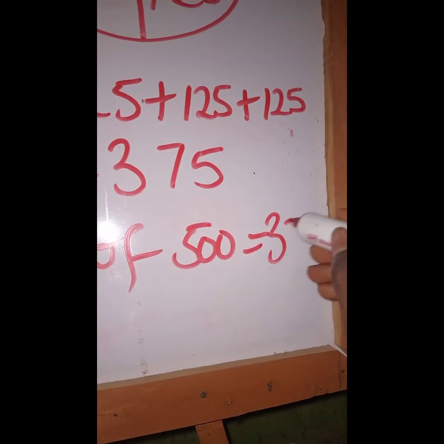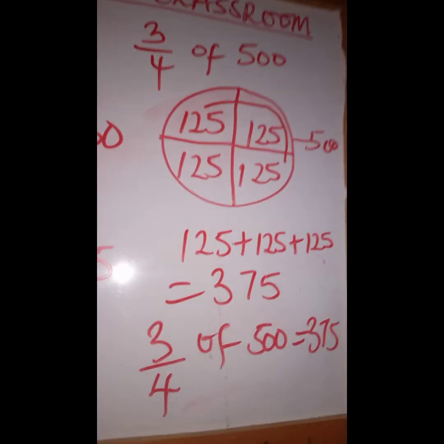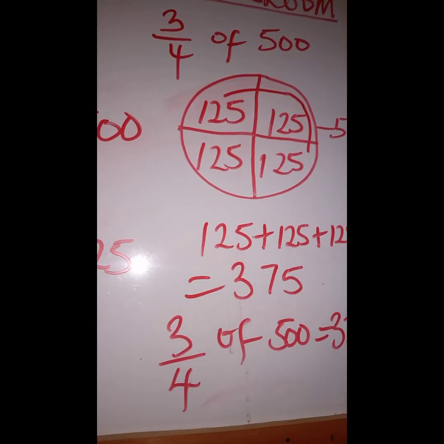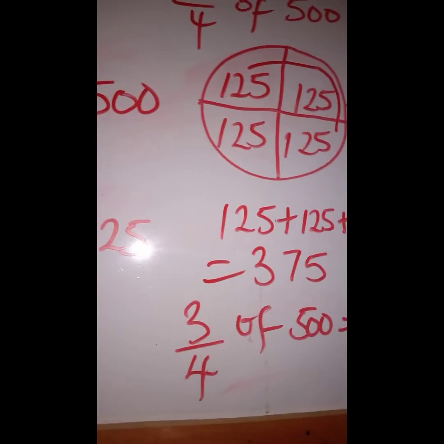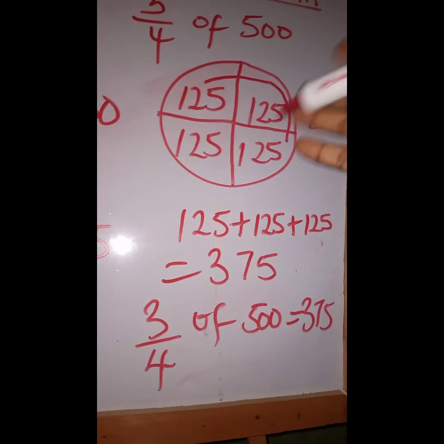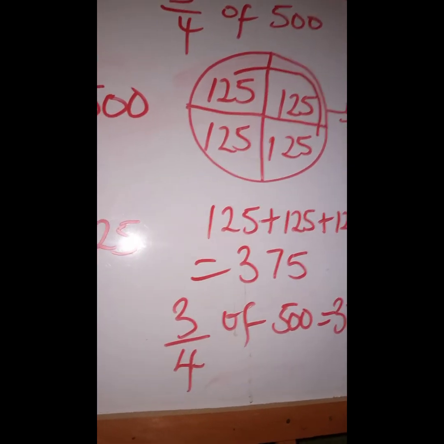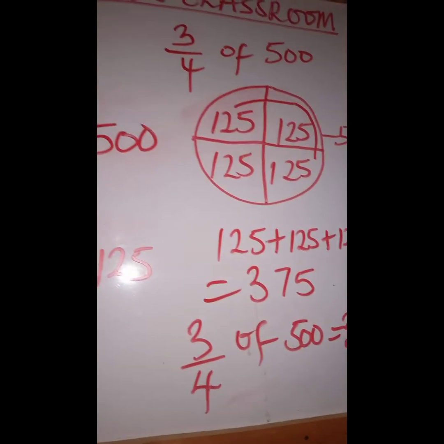So that means 3 quarter of 500 equals 375. So when I introduced this method to my students, they were so excited, because it just takes away the long calculation, the how many 4 can you say in 500, how many 2 can you say in this and that. It's very easy. You can see just with your circle you can find 1 quarter of any number and 3 quarter of any number.